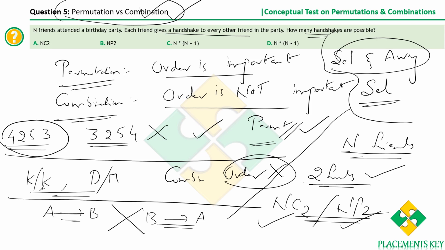So therefore the answer has to be nC2. Why nC2? Out of n friends, we need only 2 friends for a handshake. Therefore, it is nC2. Please don't worry if you don't understand this now, but just try to understand that it is a combination based question, because A giving a handshake to B or B giving a handshake to A is the same. Order is not important.